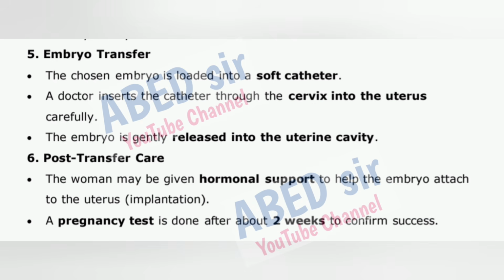5. Embryo transfer. The chosen embryo is loaded into a soft catheter. A doctor inserts the catheter through the cervix into the uterus carefully. The embryo is gently released into the uterine cavity. 6. Post-transfer care. The woman may be given hormonal support to help the embryo attach to the uterus, implantation. A pregnancy test is done after about 2 weeks to confirm success.